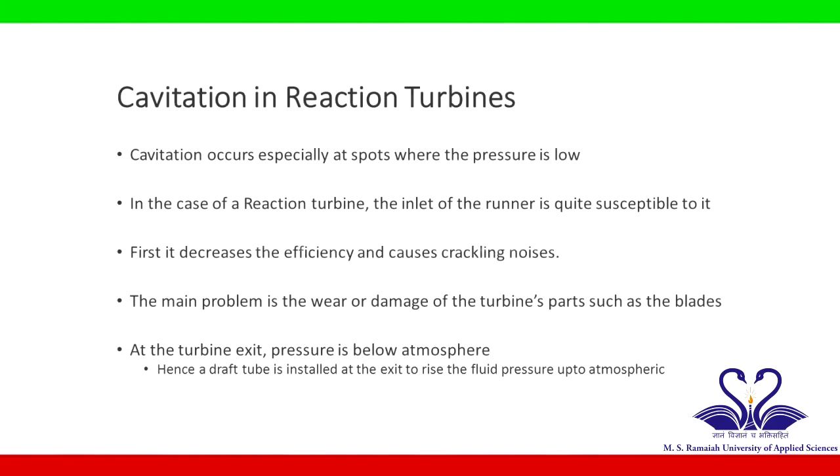Cavitation occurs especially at spots where the pressure is low. Due to cavitation, the efficiency of a reaction turbine decreases and it causes crackling noises. The main problem is the wear or damage of the turbine's parts such as the blades. At the turbine exit, pressure is below atmosphere, hence a draft tube is installed at the exit to raise the fluid pressure up to atmospheric.